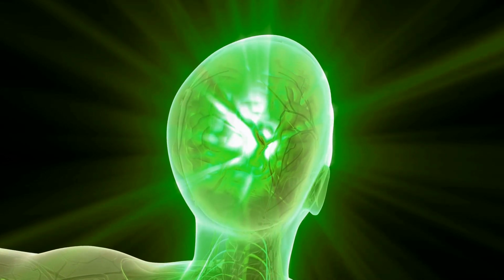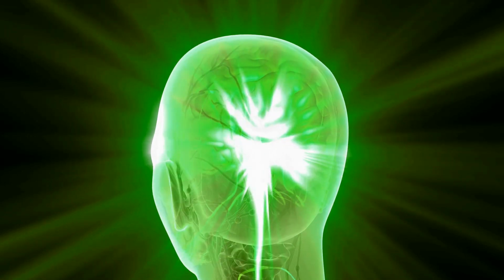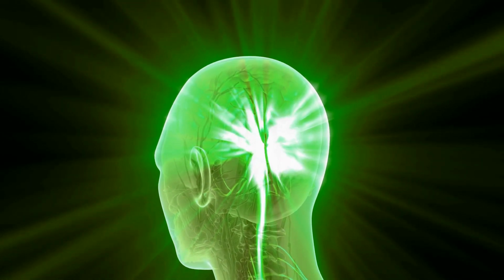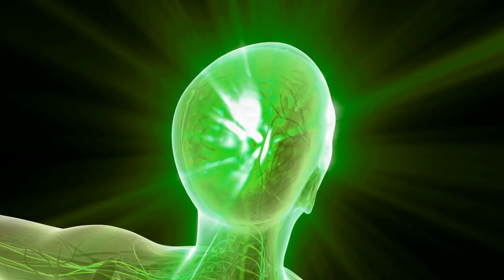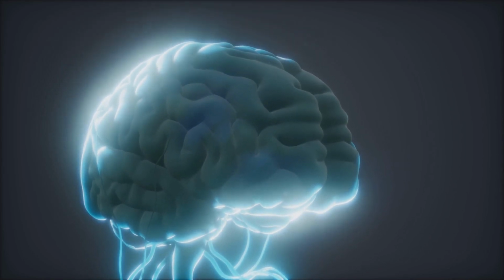Overactivity of the amygdala, which is involved in emotion processing, and underactivity of the prefrontal cortex, responsible for decision-making and mood regulation, contribute to depressive states. Impaired connectivity between these regions disrupts emotional balance.